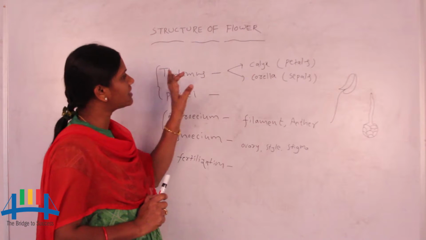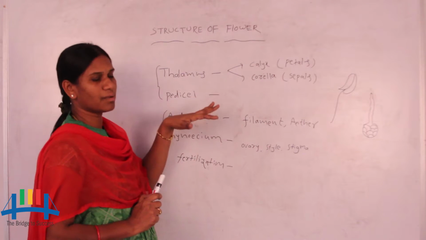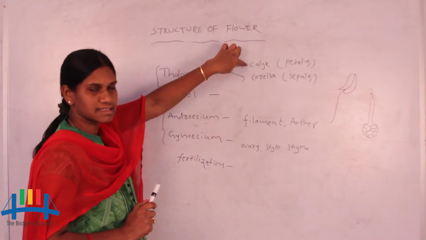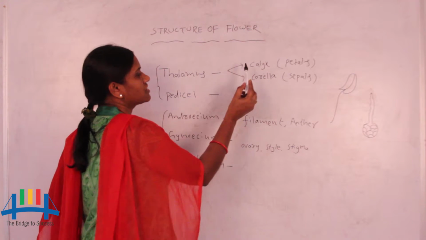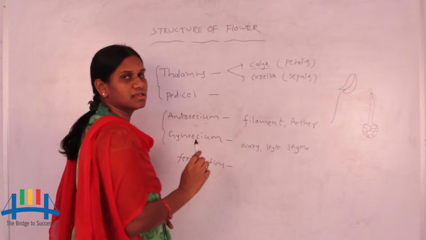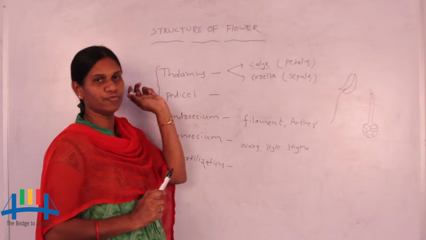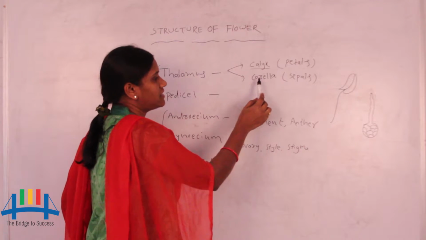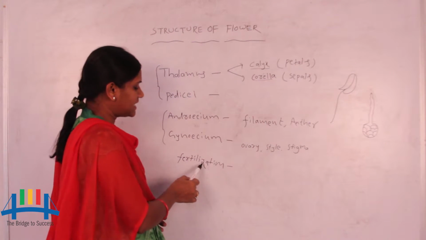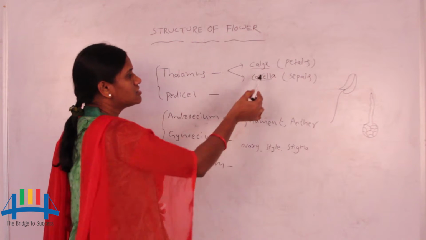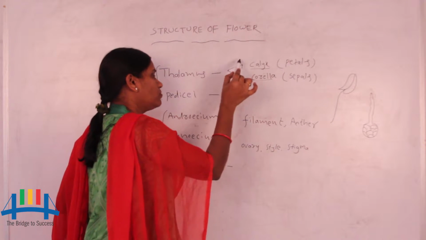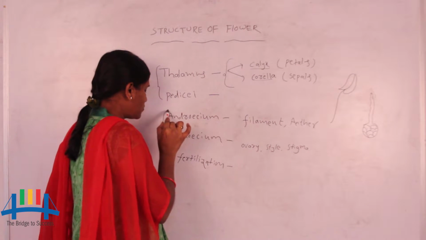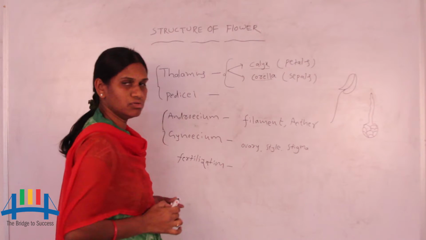First, the portion of the flower is the thalamus. From that, the first part is the calyx, which gives protection to the flower and is commonly green in color. The second is the corolla. Commonly it is a very attractive part, and it helps in fertilization or pollination. These two are called non-reproductive parts. Then the next two are called reproductive parts.